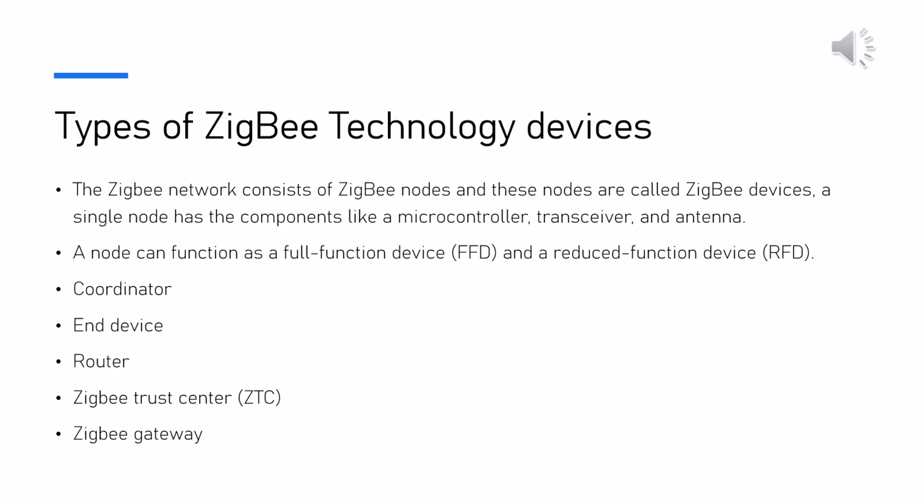Next is the Zigbee trust center, ZTC, which is for security management, security key distribution, and device authentication. And the final one is the Zigbee gateway. The Zigbee gateway helps in connecting a Zigbee network with another network.